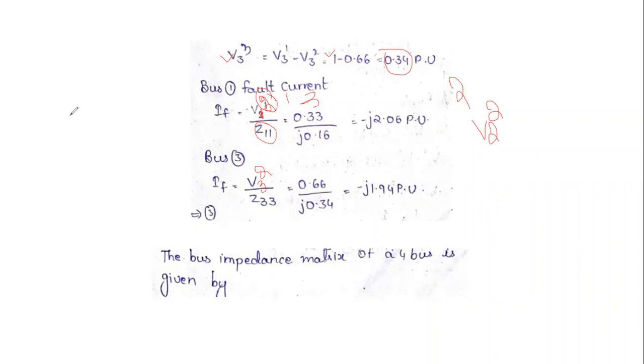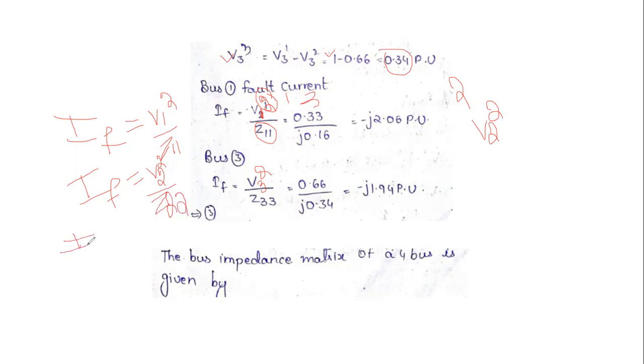Therefore, we know the fault current formulas. Suppose the fault is at bus 1, then IF is V1^(2) by Z11. Similarly, at bus 2 we calculate the fault current, IF equal to V2 during fault, V2^(2) by Z22.